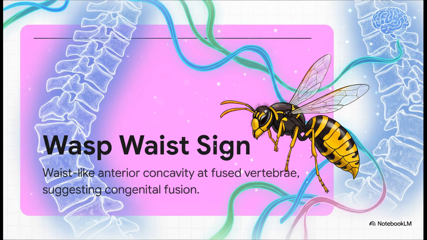Now, what's really cool is how that developmental failure actually shows up on an X-ray or a CT scan. It creates what we call the wasp waist sign. This is your hallmark imaging feature. When you check out a fused segment in KFS, you're going to see this characteristic waist-like anterior concavity. It literally mimics the pinched, narrow waist of a wasp. And why does this matter? Well, because this specific smooth concavity strongly suggests a primary congenital fusion, rather than a secondary acquired fusion from something like trauma or disease later in life.